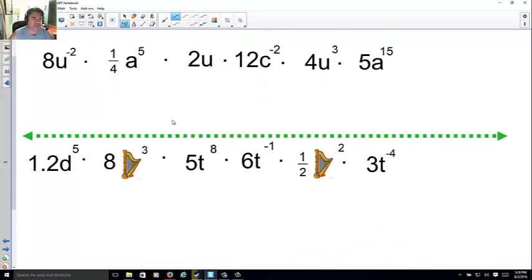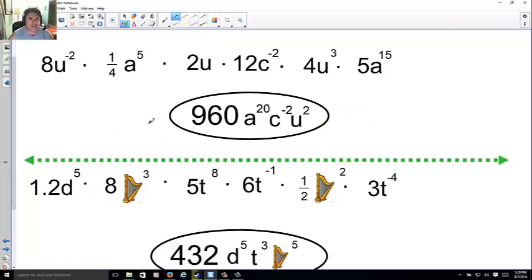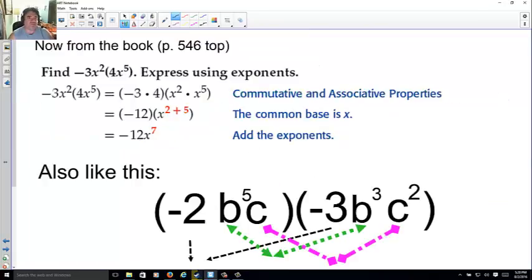Skills practice. Go ahead and give this a try, please. Try these two. Let's see how you did. Hopefully you got 960, a to the 20th, c to the negative 2nd, u to the 2nd. For now, we'll keep the negative on top. We'll have a process for later, but for right now, that's fine. And here we have this. I hope you got both.